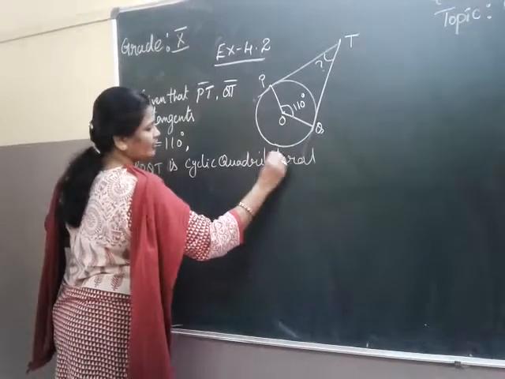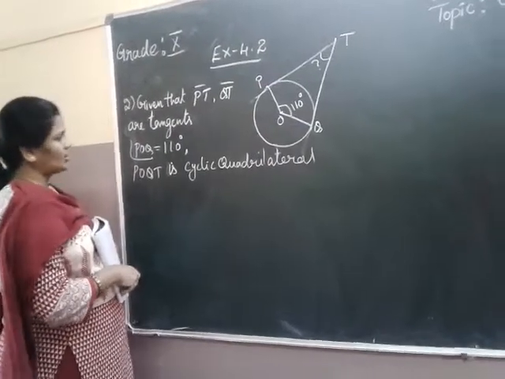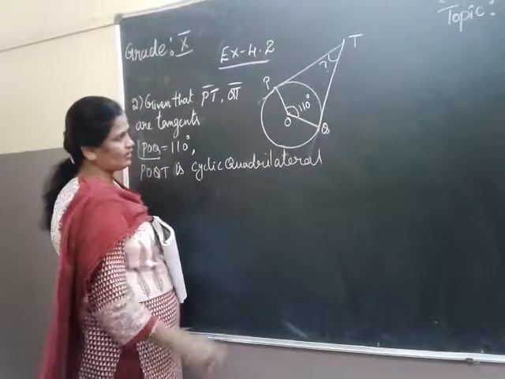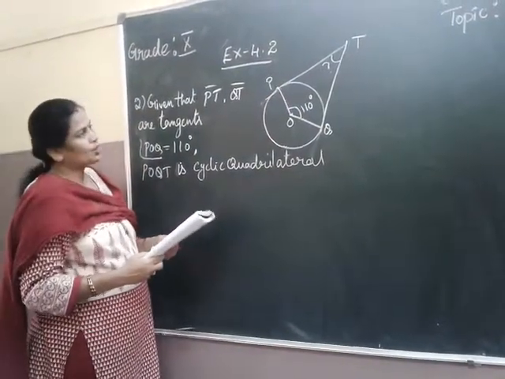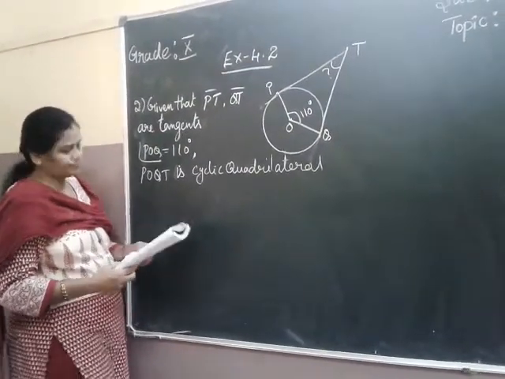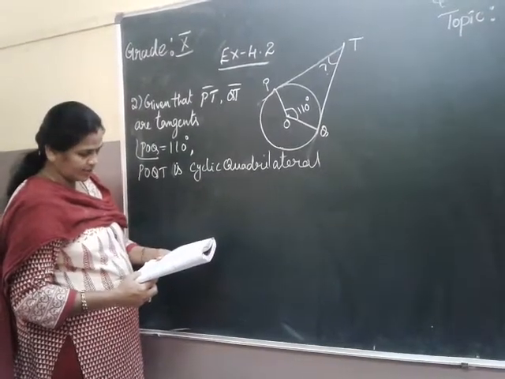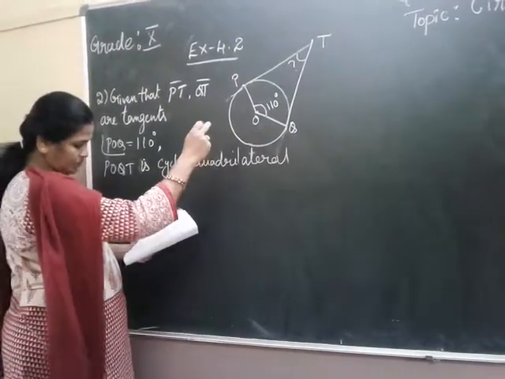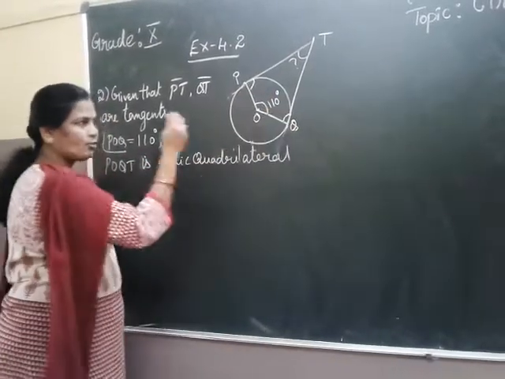Children, cyclic quadrilateral means what? The sum of all the angles will be equal to 360 degrees. At the same time, the quadrilateral's sides touch the circumference of the circle. So one angle they have given, and the opposite angle we want to find. So listen, angle O and angle T will be equal to 180 degrees. This has to come because in the cyclic quadrilateral, this P angle and Q angle are already 90 and 90.